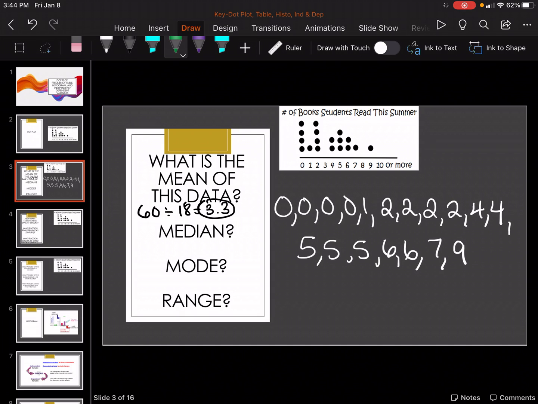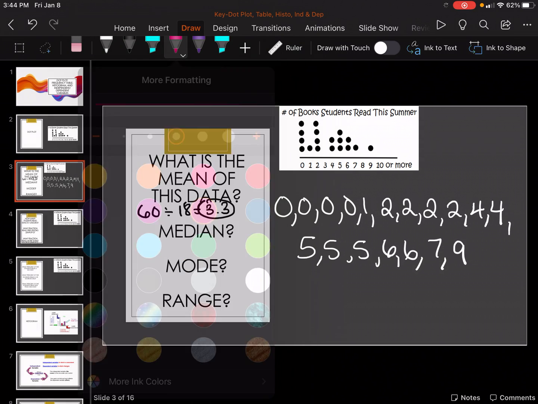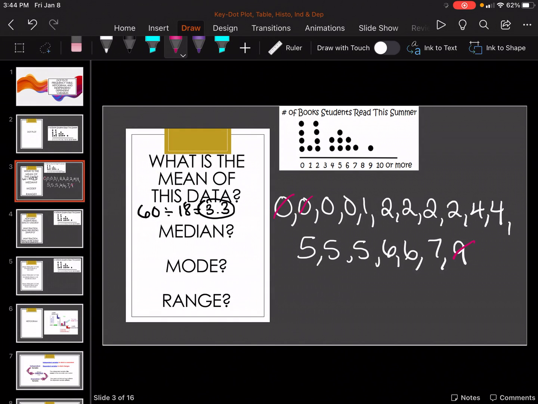The median, let's cross them out. Okay, so 2 and 4, halfway between 2 and 4 is 3. Mode, the number that occurs the most. These are easy because you can see the highest. So this is going to be 0 and 2. And then the range is going to be 9 minus 0, so it is 9.